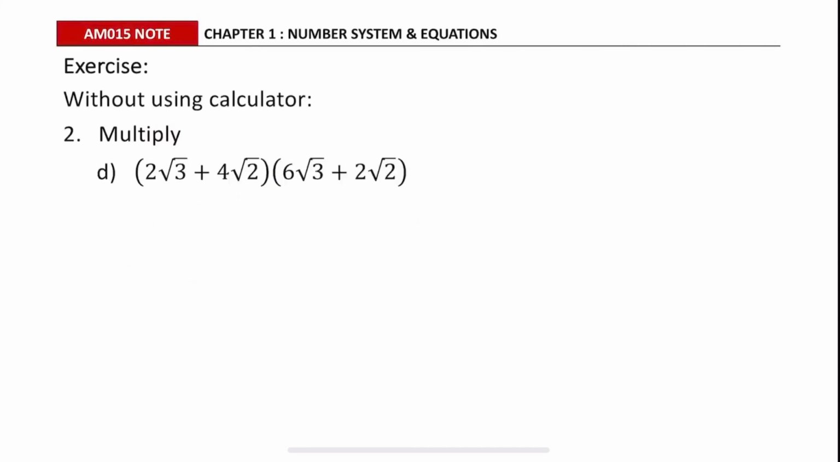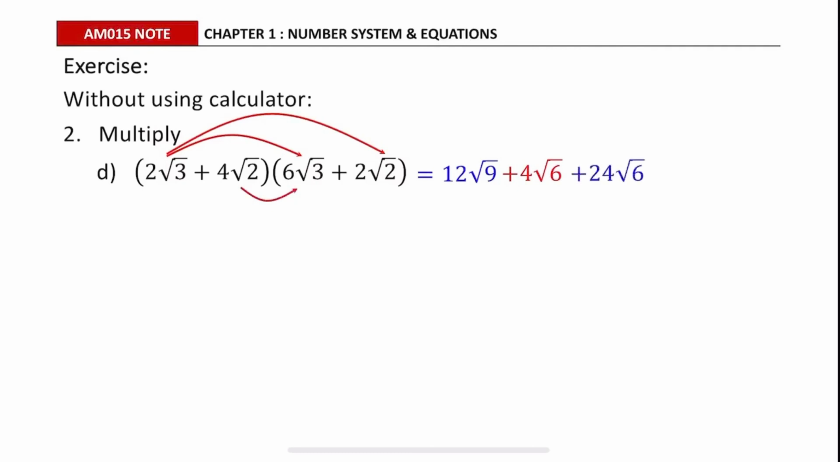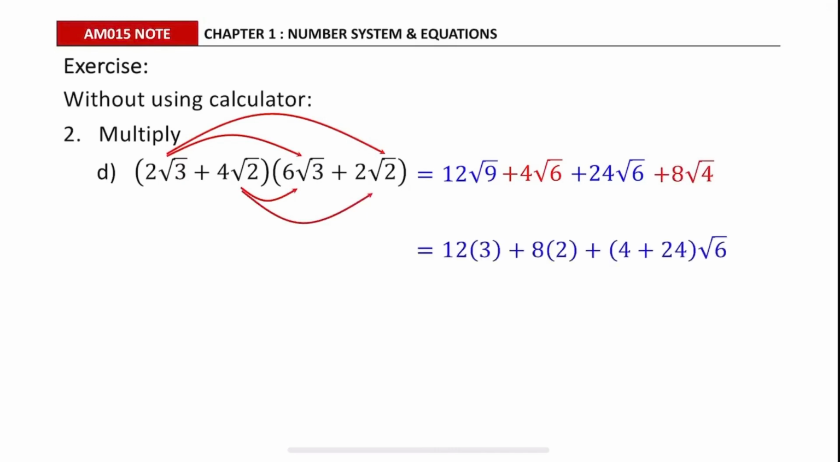For this question, we must expand it one by one. 2 square root of 3 multiplied by 6 square root of 3 is equal to 12 square root of 9. 2 square root of 3 multiplied by 2 square root of 2 is equal to 4 square root of 6. 4 square root of 2 multiplied by 6 square root of 3 is equal to 24 square root of 6. And 4 square root of 2 multiplied by 2 square root of 2 is equal to 8 square root of 4. Then by simplifying the square root of 9, we get 3, and the square root of 4 becomes 2.